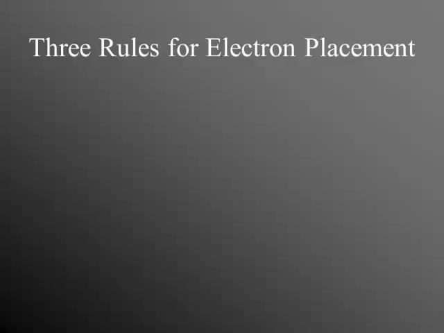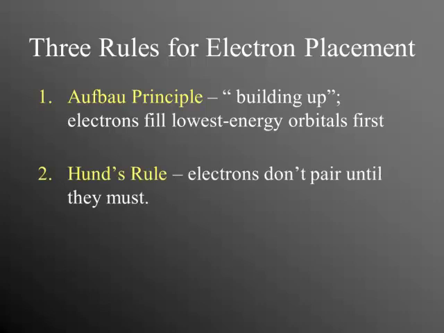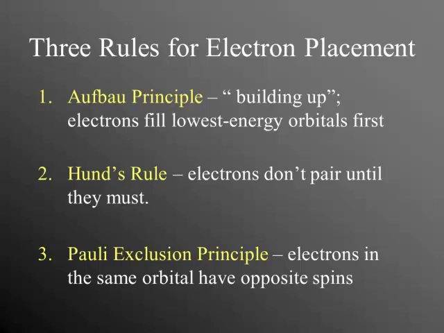To finish, there are 3 rules that we've seen regarding the placement of electrons in atoms. First is called the Aufbau principle. This is the rule that tells us electrons fill lowest energy orbitals first. Please note that Aufbau is not the name of a dead scientist. It's a German word that means to build up, to construct. Hund's rule is named for a dead scientist. It tells us that electrons won't pair up until they must. And the Pauli exclusion principle says that electrons in the same orbital must have opposite spins.